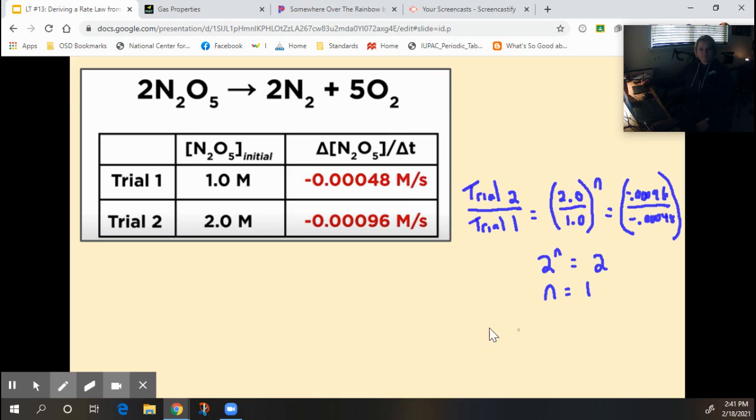So my rate law, without knowing right now what the proportionality constant is going to be, is K times the concentration of N2O5 to the first power. And you saw that earlier in this video. There's the math to prove it.